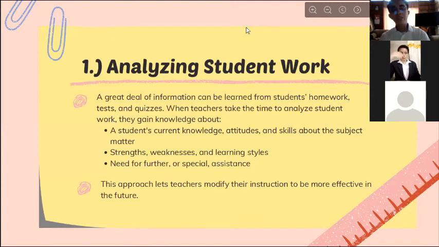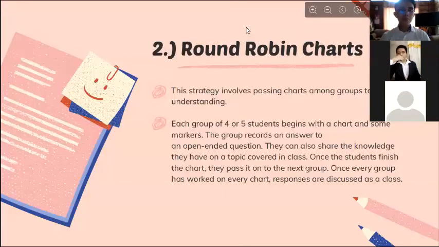So that will improve the learning experience and also will serve as, of course, a learning experience for the teacher too. Okay, so for number two, the round robin charts. This strategy involves passing charts among groups to assess understanding. Each group of 4 or 5 students begin with a chart and some markers. The group records an answer to an open-ended question. They can also share knowledge they have on a topic covered in class. Once the students finish the chart, they pass it on to the next group. Once every group has worked on every chart, responses are discussed as a class.